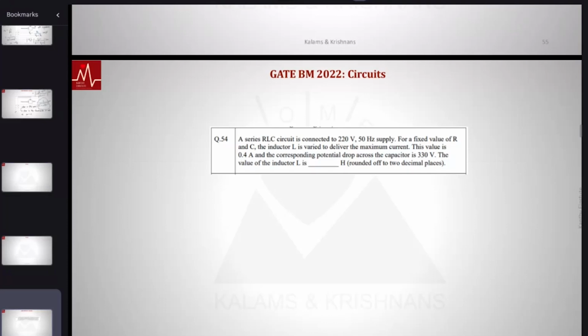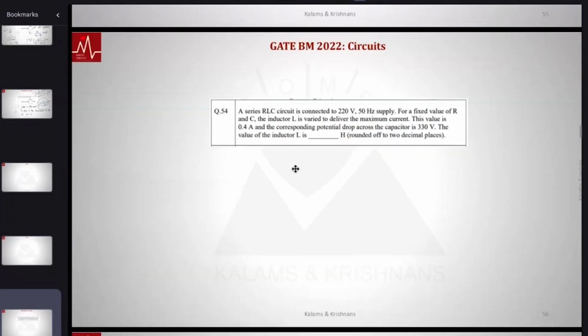And the potential drop across the capacitor, I suppose they are referring to the amplitude. The amplitude of the potential drop is 330 volt. The value of the inductor is, okay, if you are not careful, this can take a lot of time, okay? So anyways, let me do this.